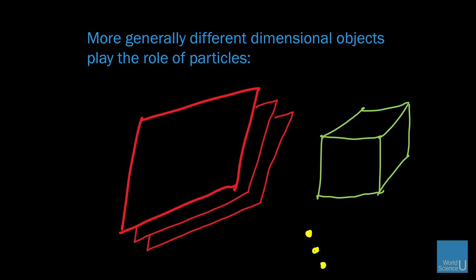In fact, more generally, you can get different dimensional objects playing the role of particles. I talked about membranes, which are like sheets, or you can have higher dimensional objects like cubes and this and that. So you could have a completely different kind of zoo of particles, not just elementary point-like particles. And in fact, you can have more interesting things, like the analog of particles stretching between each other.